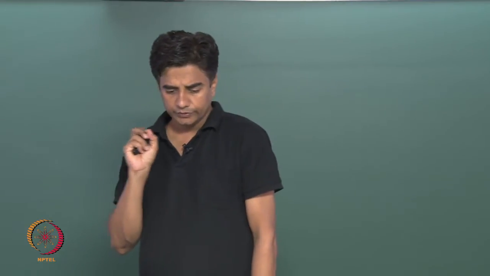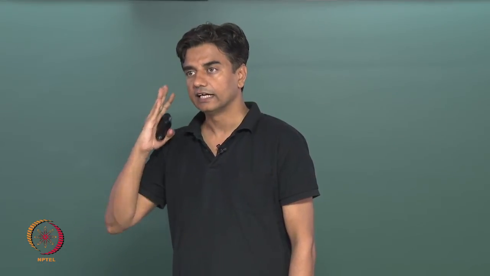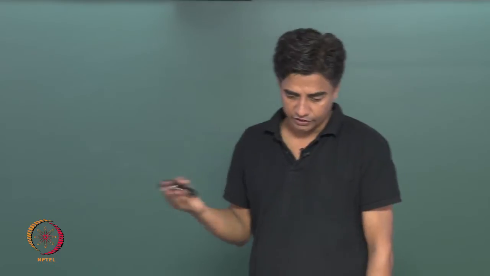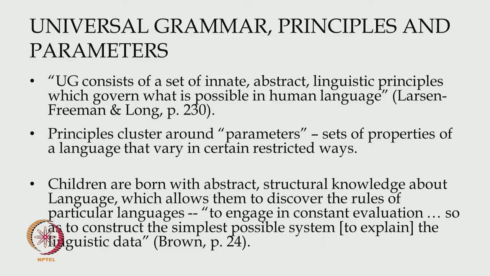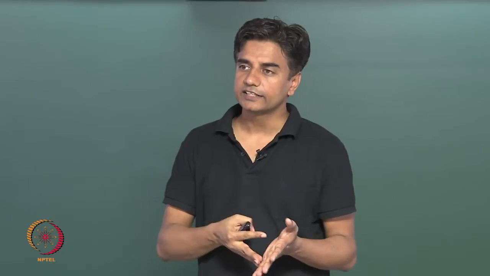See, the last point is relevant with respect to the first two, that children are born with abstract structural knowledge about language which allows them to discover the rules of a particular language. Okay? So, the abstract structure that we have available with us is what is responsible for us learning a particular language, to engage in constant evaluation so as to construct the simplest possible system from the linguistic data. It's a circular thing, that we look at linguistic data to understand how we learn it, and then finally the way we learn language is through abstract linguistic structure.